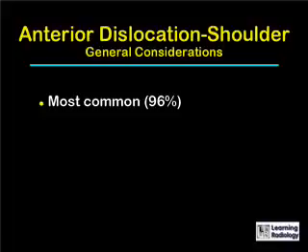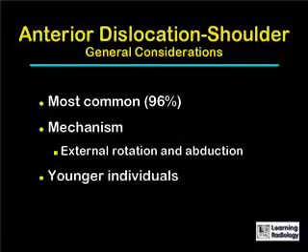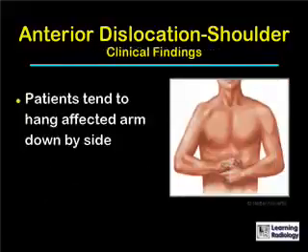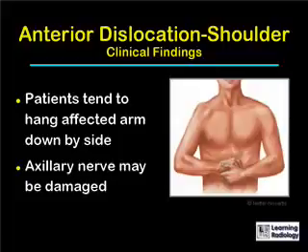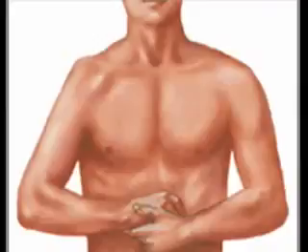Anterior dislocations of the shoulder are the most common type. 96% of all of the dislocations are anterior dislocations. The mechanism is a force directed against the shoulder in external rotation and abduction. They tend to occur in younger individuals, and there is a relatively high recurrence rate. Clinically, patients tend to hang the affected arm down by their side, as is shown here in this Netter drawing. Care must be taken to evaluate for the presence of axillary nerve damage, which can occur with an anterior dislocation.